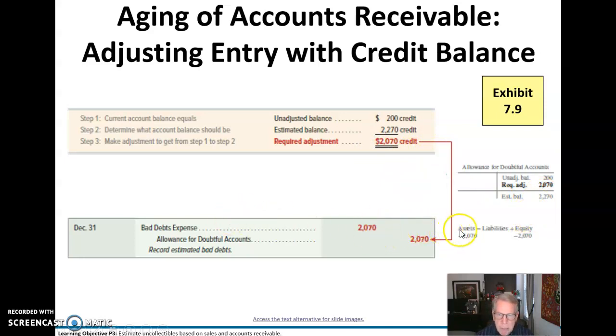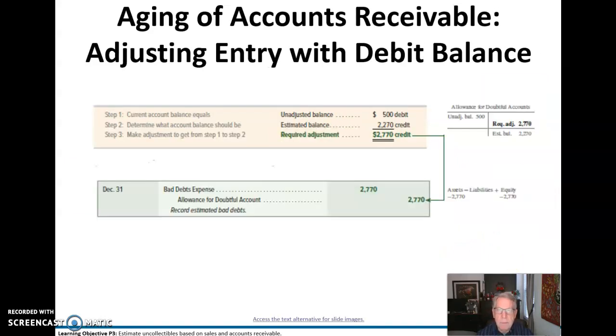which we do with a debit to bad debts expense and a credit to the allowance for doubtful accounts. When we do that, that will drive up, as shown here in this T account, the balance in the allowance for doubtful accounts to $2270, which is what we want it to be. Okay, when we do that, that's going to reduce assets and reduce equity, because that's a debit to bad debts expense, which will then come over to the statement of retained earnings and reduce retained earnings. That's an expense.